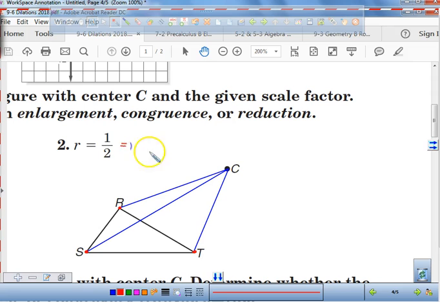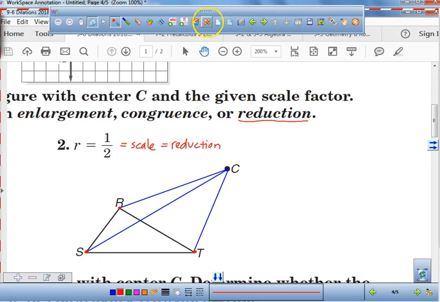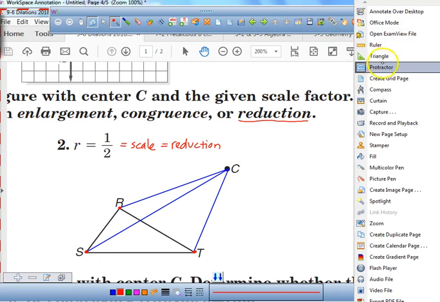All right, what's the scale factor? The scale factor is 1/2, which is also considered to be a reduction. So what are we going to do with each side? We're going to take everything and just halve it. So right now, I'm just going to do my best with my ruler. You guys can kind of eyeball this if you want.